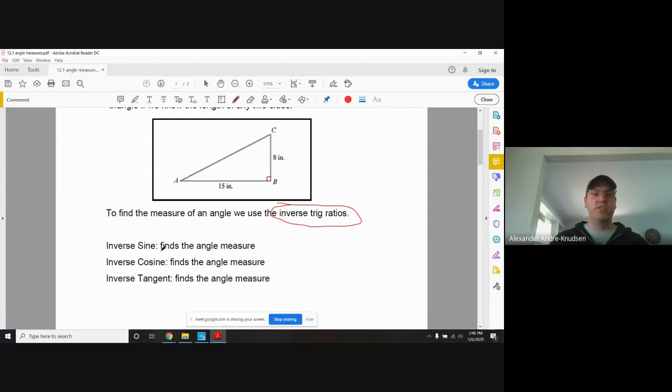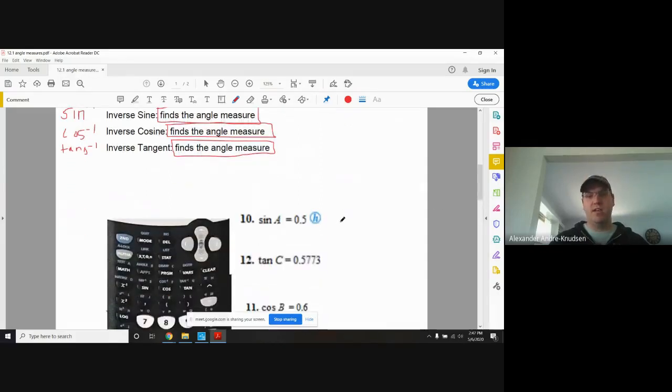The inverse trig ratios you may see in here. So we call these look like sine with a -1, cosine with a -1, and tangent with a -1. Call those the inverse sine, inverse cosine, and inverse tangent. You notice that all of these find the angle measure. So use your inverse only to find the angle measure. It doesn't tell you anything about the sides. You use the sides and our inverses to find the angle measure. So first let's go through how you do that.